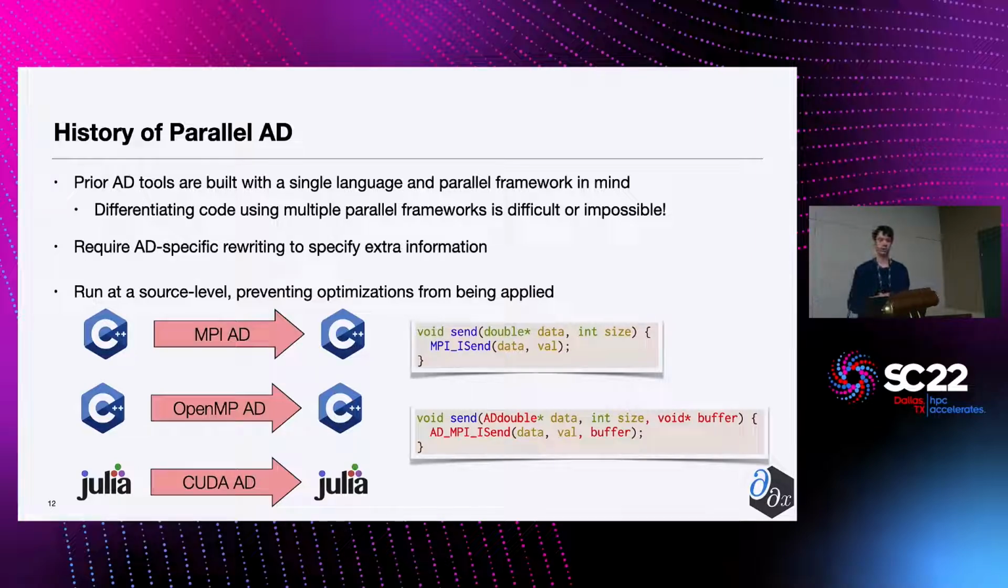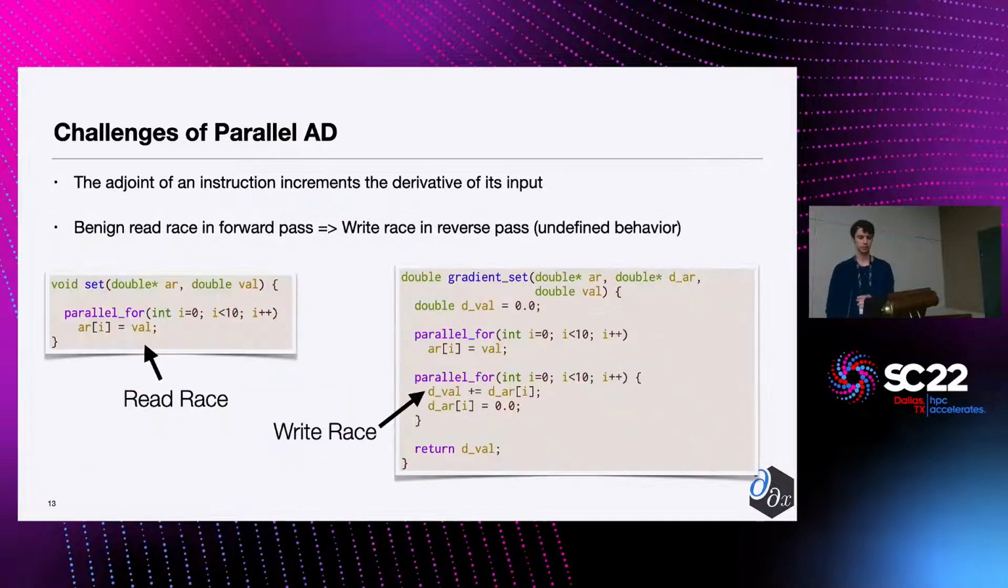Moreover, as we see from the diagram on the bottom left, all of these types of transformations tend to be applied at the source level, preventing any optimizations from being applied first. Now, this actually comes with a bunch of challenges.